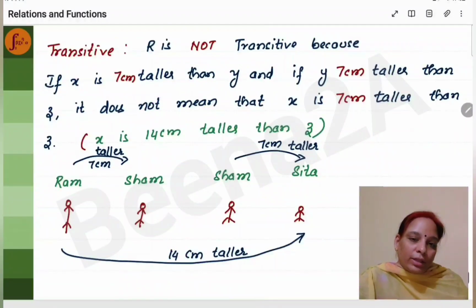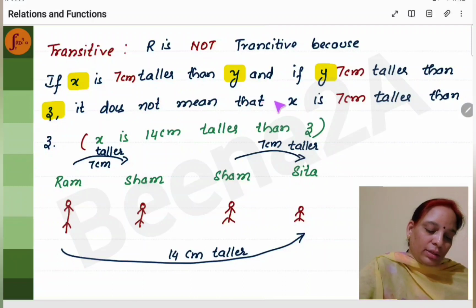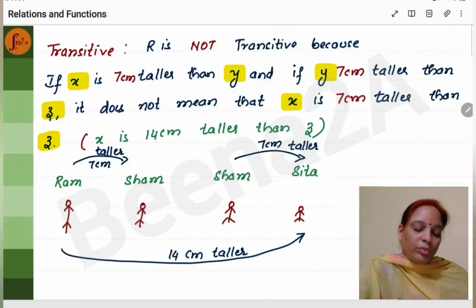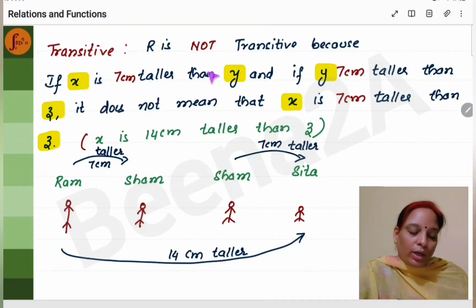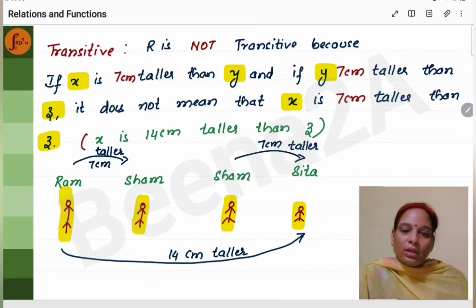Now let's look at the transitive case. Here, you should take x, y, y, z and x, z. This is the combination. If x is 7 cm taller than y and if y is 7 cm taller than z, it does not mean that x is 7 cm taller than z. It's like this. Now let's take Ram, Sham and Sita, right? Let's take 3 people here. So Ram is 7 cm taller than Sham. And Sham is 7 cm taller than Sita, right?